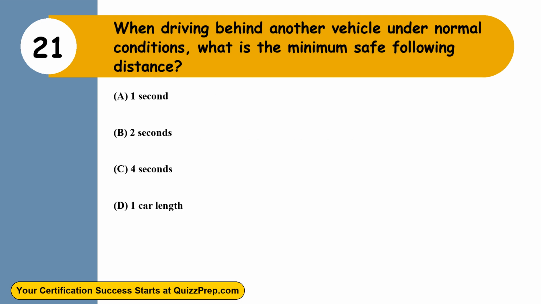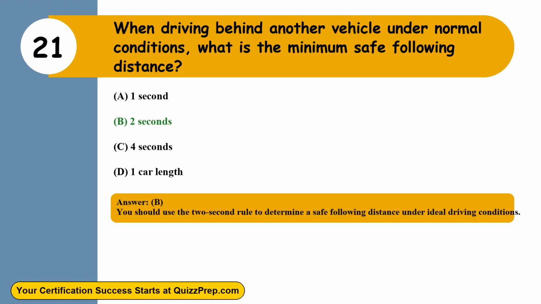Question 21. When driving behind another vehicle under normal conditions, what is the minimum safe following distance? Option A, 1 second. Option B, 2 seconds. Option C, 4 seconds. Option D, 1 car length. The correct answer is option B, 2 seconds. You should use the 2-second rule to determine a safe following distance under ideal driving conditions.